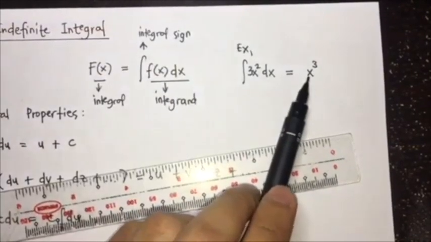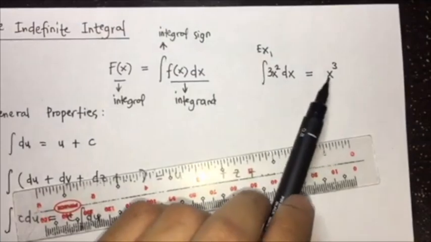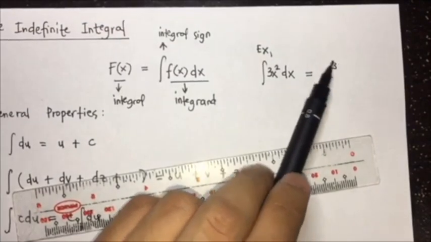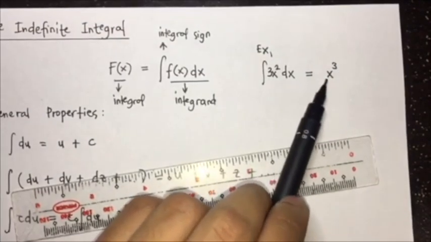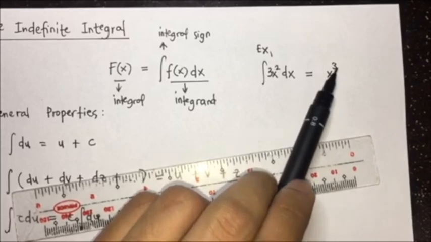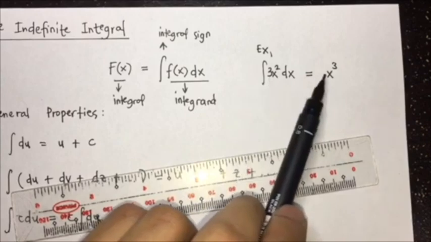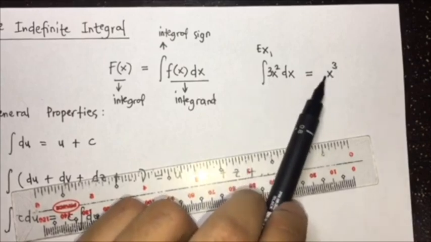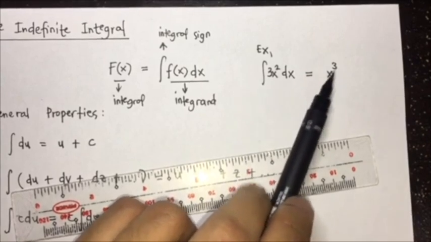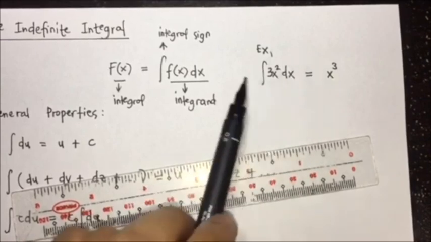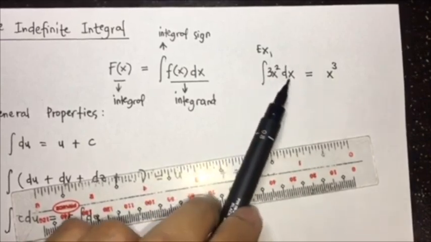Okay, we can check that by differentiating the function again. If we differentiate x cubed, its differential should be 3x squared dx, right?